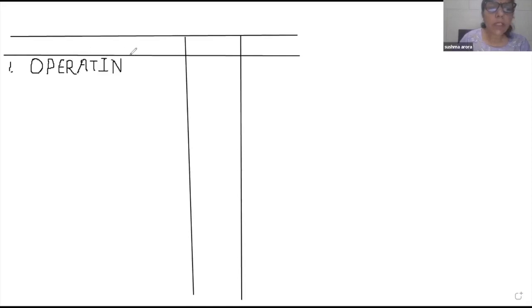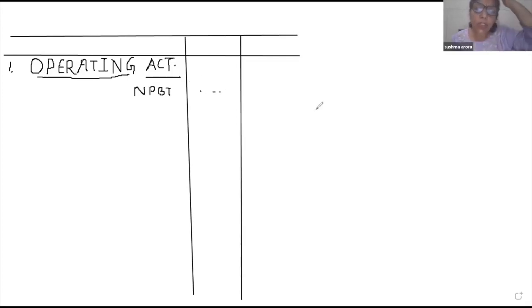This is operating activity. You can write in big font and or you can underline that one. So here that is NPBT, net profit before tax. Now children, it's my suggestion in the working calculation of NPBT to be shown. You can see the board guideline. They give you marks on steps.